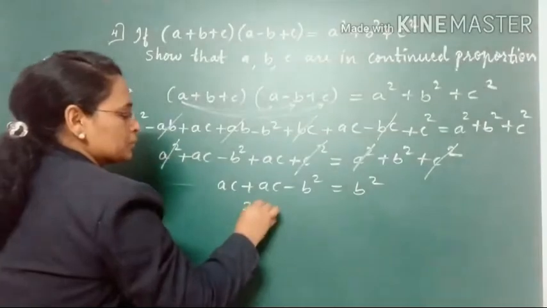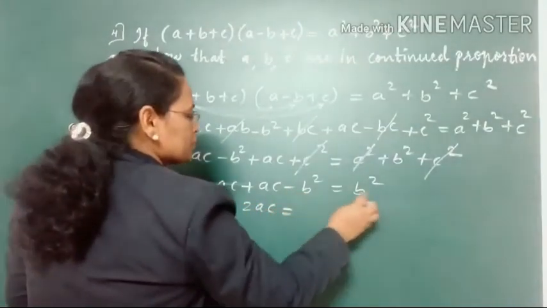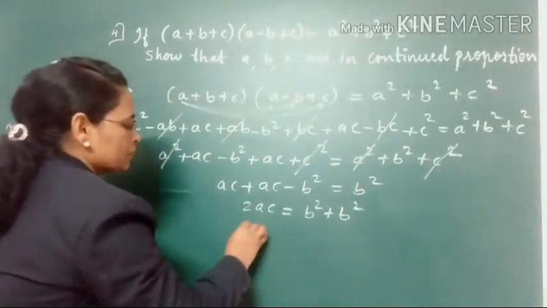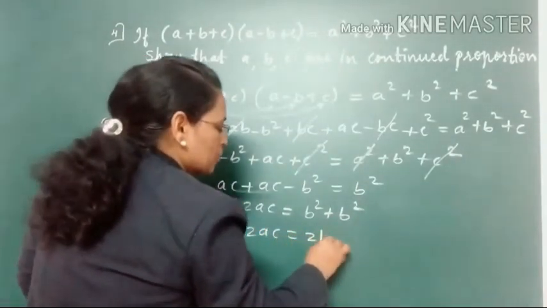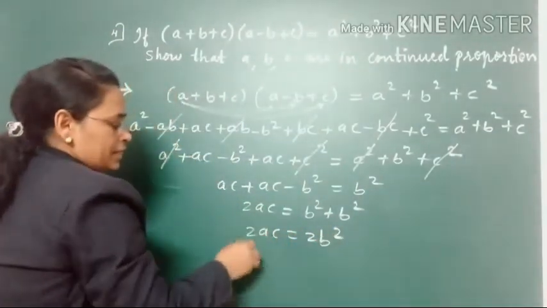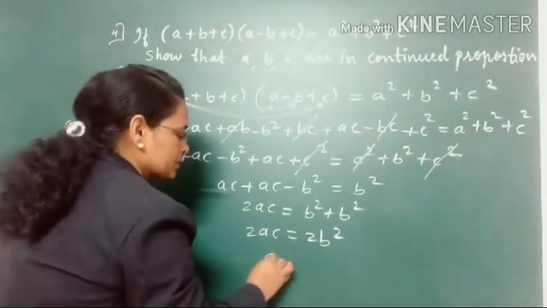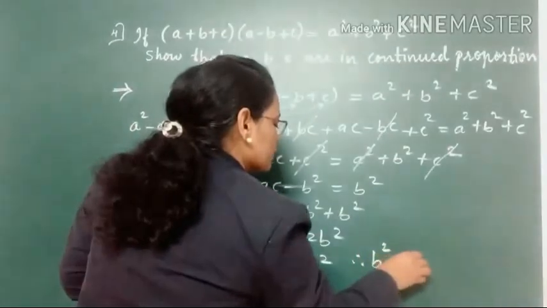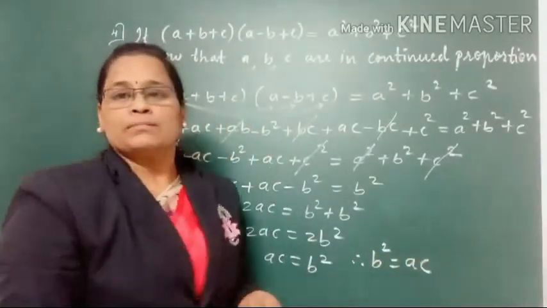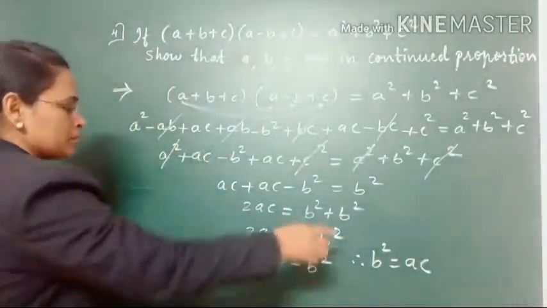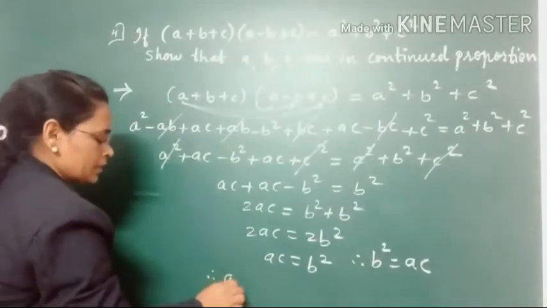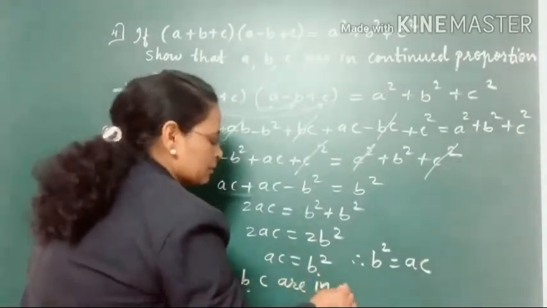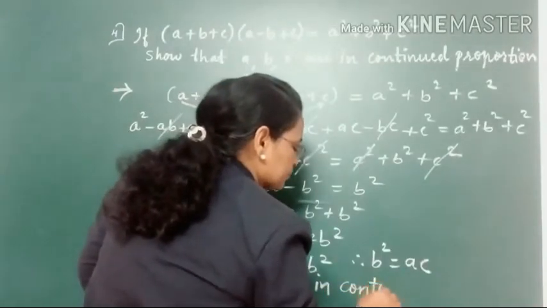AC plus AC is 2AC. Shift this negative B square here, so it will become B square plus B square. So we have 2AC is equal to 2B square. Let's divide here by 2. We get AC is equal to B square. Therefore, B square is equal to AC. What is the meaning of this? We came to the final expression. Therefore, A, B, C are in continued proportion.